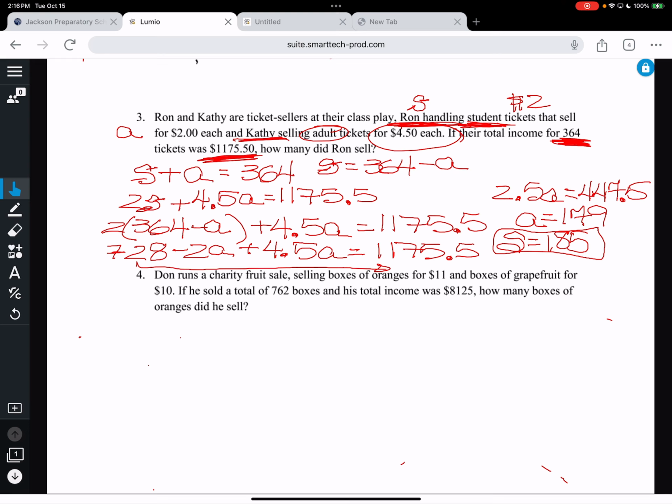I'm trying to hurry through this. Go change number 4: instead of oranges, because of variables, make that kiwi. How many kiwis did he sell? A kiwi is a brown fruit with green and dots on the inside. You'll take your total number, so K plus G equals 762, and then your money equaling 8,125.